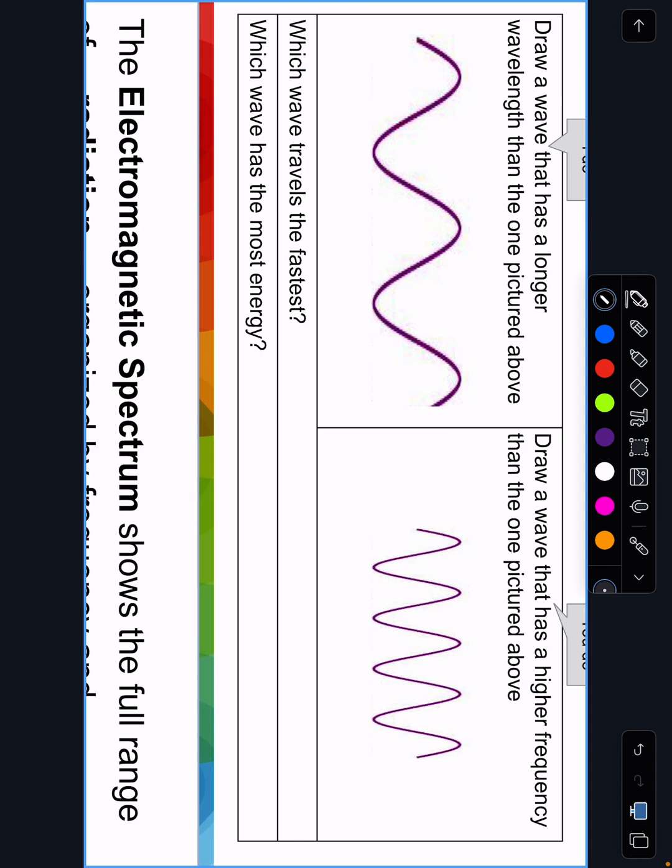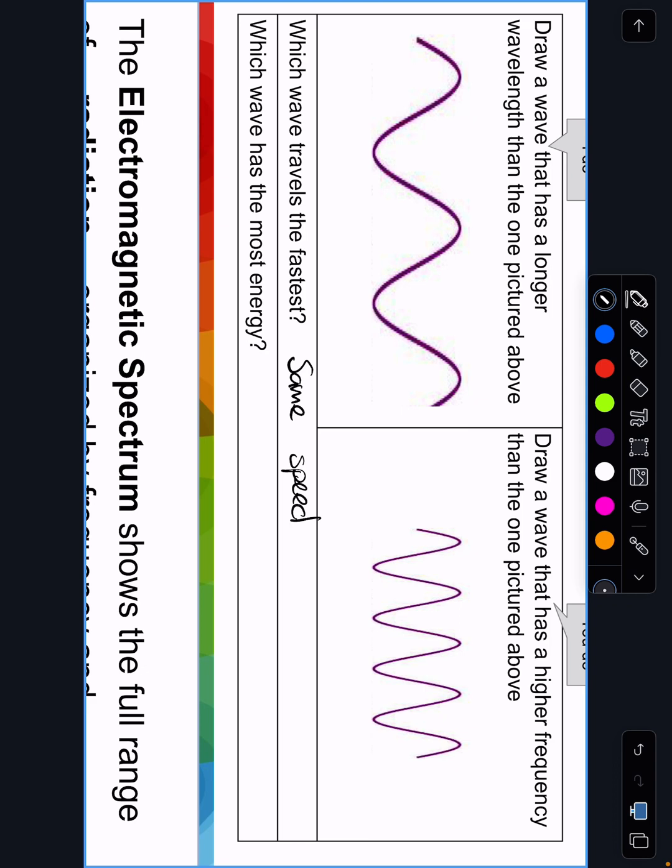Okay, eyes back up here, everybody. Now, we already answered this, but let's put it on our paper. Which wave travels the fastest? Good. Trick question. It's the same. All waves travel at the same speed, right? Having a higher cadence doesn't mean you go any faster. It just means you have less space between your steps. Okay?